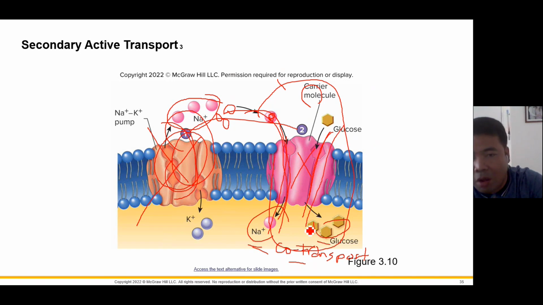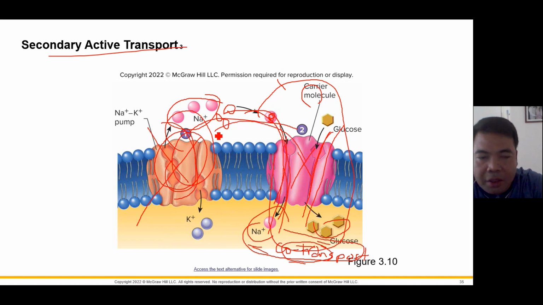No. Because, again, glucose is just co-transported with sodium. Hence the name sodium glucose co-transport. So that's one type of secondary active transport. It is highly dependent on the primary active transport, which is your sodium potassium exchange pump. Okay?